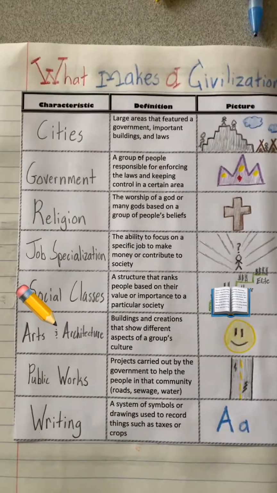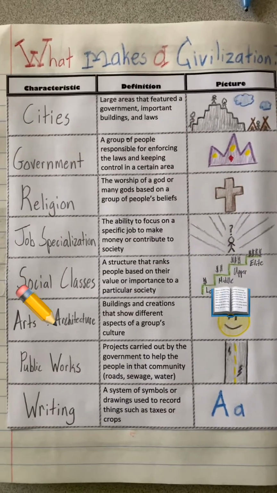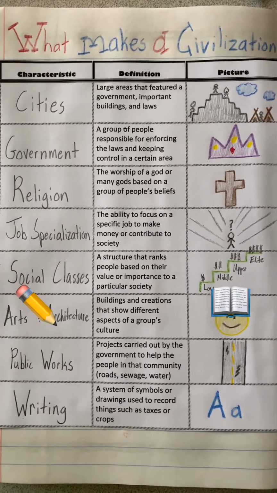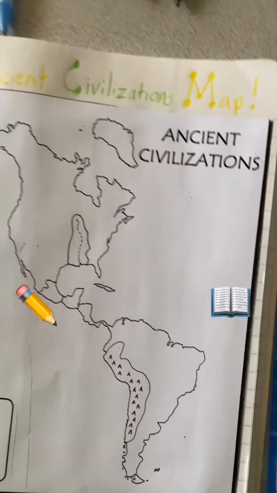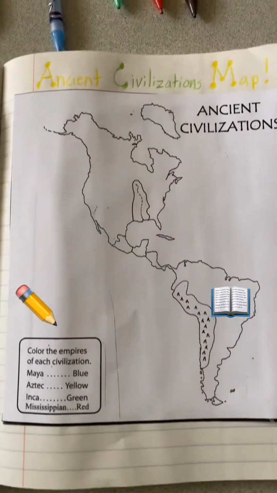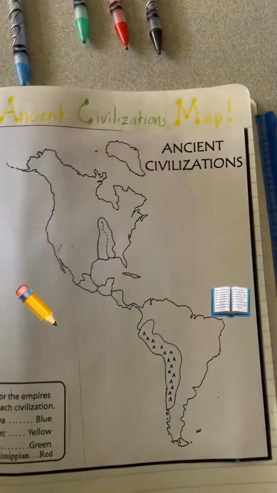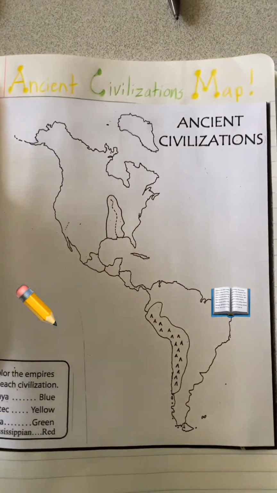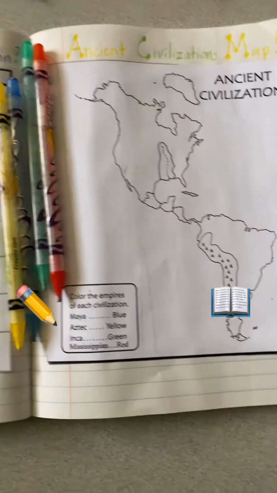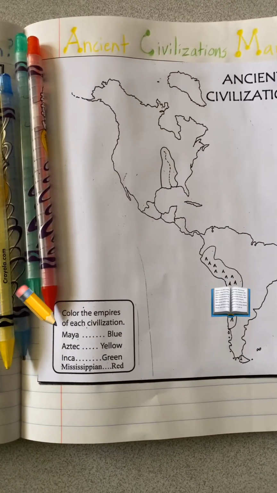All right, please make sure that you have all of these written in and that you have your own pictures. Remember, your pictures don't have to match mine, but I do ask that they have color. Next, we're going to move on to our map, and we're going to need blue, yellow, and green. So make sure that you find all of those three colors plus a red, and we're going to note the differences in these civilizations.